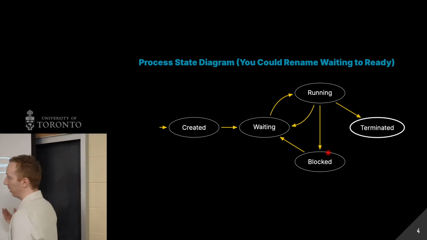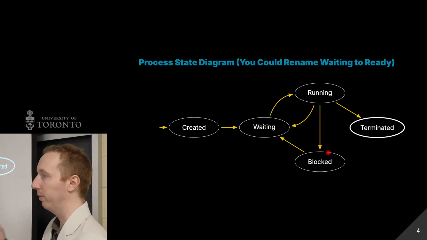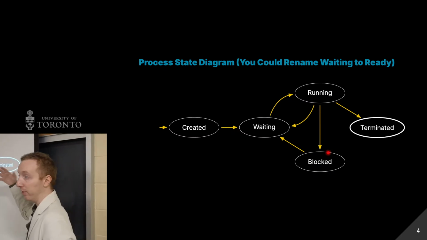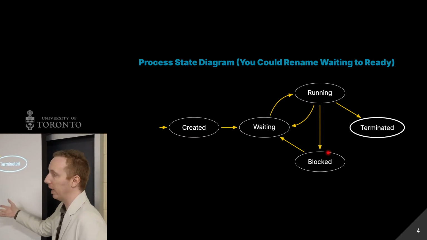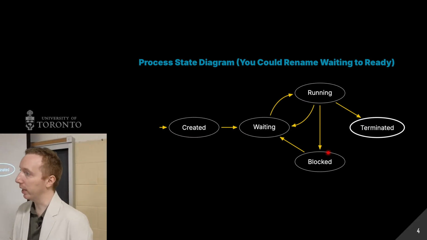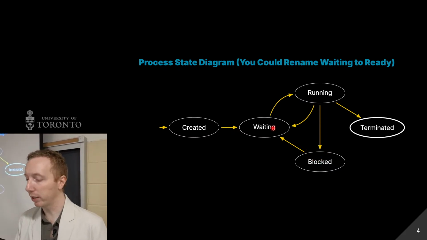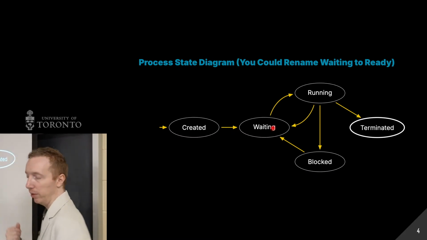Maybe it's waiting for input from a file. Maybe it's waiting for input from a terminal. Maybe it's waiting for input from a network, something like that. So blocked means it's not able to execute. It's not terminated. It's waiting for something to happen. So after something happens, I get that data from the slow disk or something like that, it will transition back from blocked to waiting or ready where it's able to execute again, and then we could run it again.